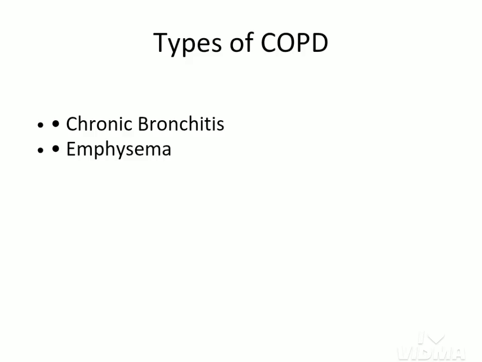Then types of COPD. Types of COPD include chronic bronchitis and emphysema. First of all, chronic bronchitis. It is an inflammation in large airways. This narrows the airway and makes lots of mucus. Cough is the most common symptom.